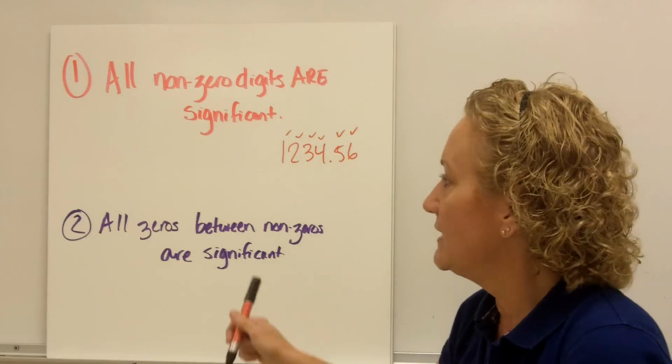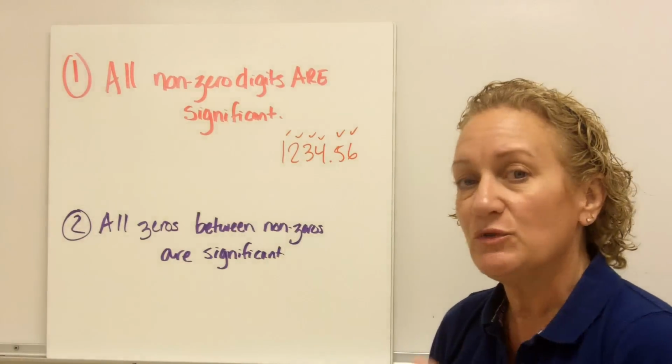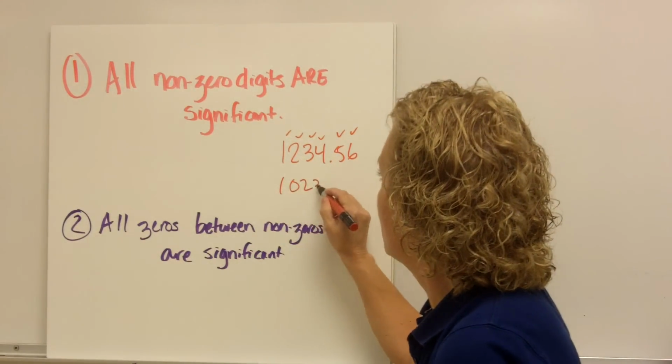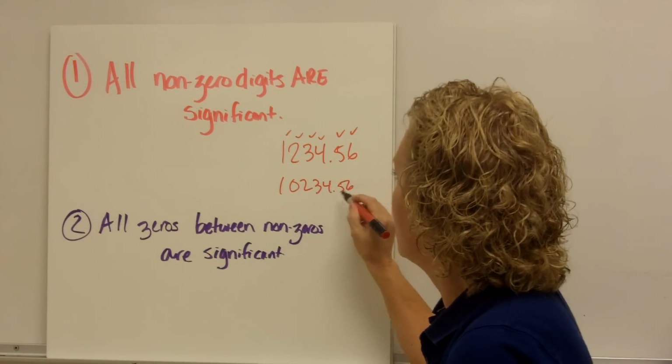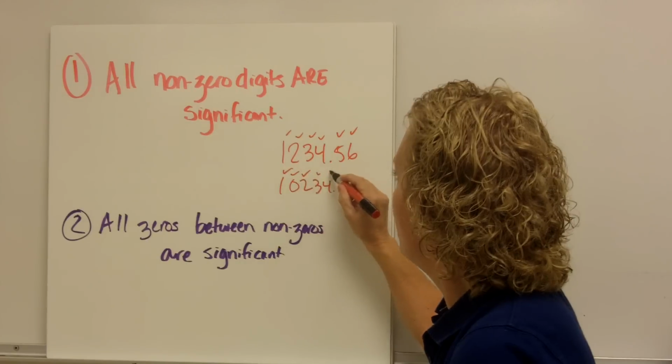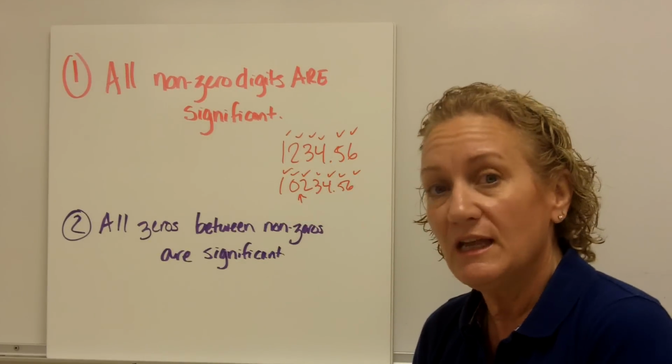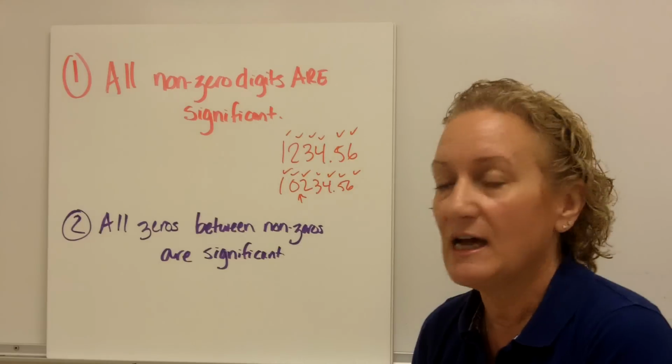Second one's also pretty easy. The second rule is all zeros between non-zeros are significant. So if I had 1023.456, I would have 1, 2, 3, 4, 5, 6, 7 significant figures. That 0, it's significant because it's between non-zeros.